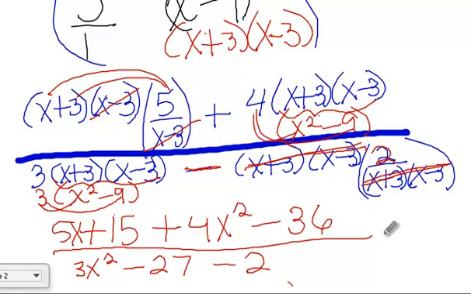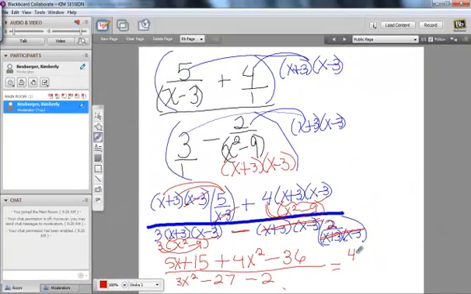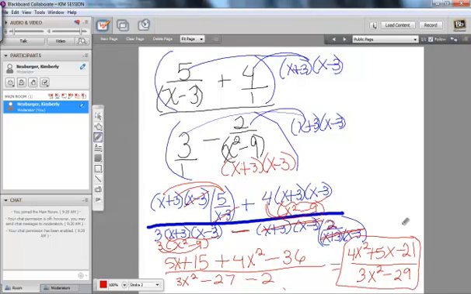Now, if we simplify this, the numerator comes out to 4x squared plus 5x minus 21, because 15 minus 36 will be a negative 21. And in the denominator, when we simplify that, we get 3x squared minus 29. And this here would be fine for your simplified form.